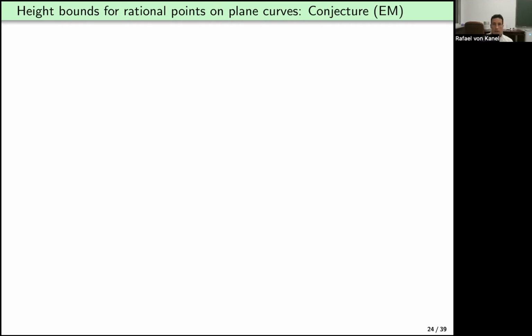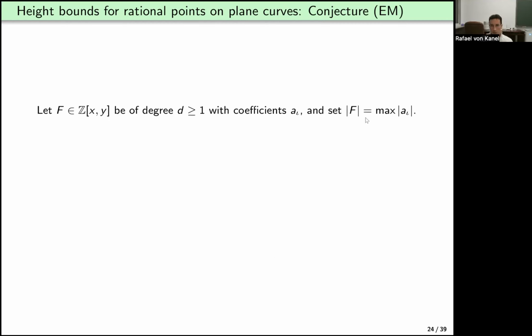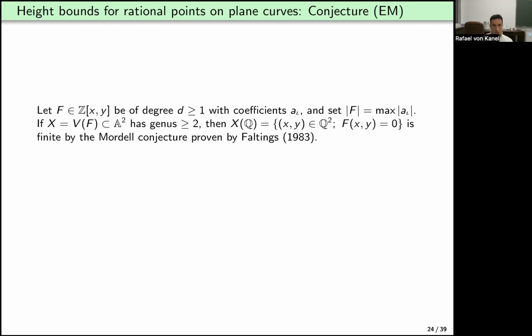Now I would like to discuss a conjecture. For this, again, I let f be a polynomial of degree d greater or equal than 1 with coefficients a_i. I define the absolute value of f as the maximum of the absolute values of the coefficients of f. Then if X has genus greater or equal than 2, the set of Q-rational points is finite by the Mordell conjecture, proven by Faltings in 1983.